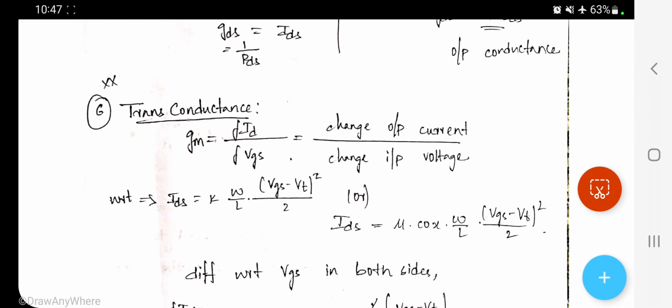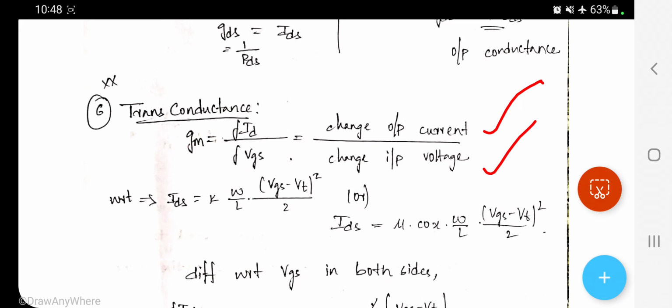Transconductance relates the change in the output current divided by the change in the input voltage, that is, from how much change in input we are getting the change in the output current. The ratio of the change in output current to the change in input voltage gives the transconductance GM.